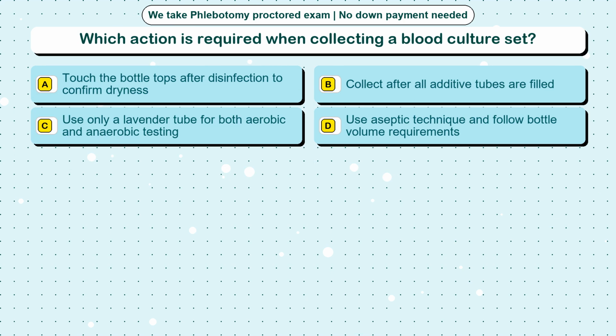Question 37. Which action is required when collecting a blood culture set? Option A. Touch the bottle tops after disinfection to confirm dryness. Option B. Collect after all additive tubes are filled.